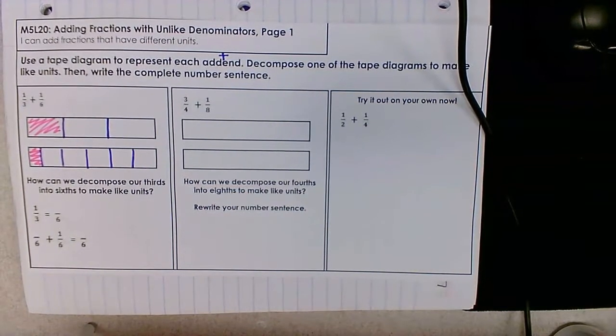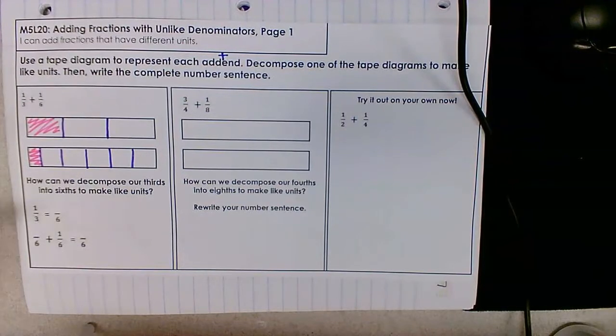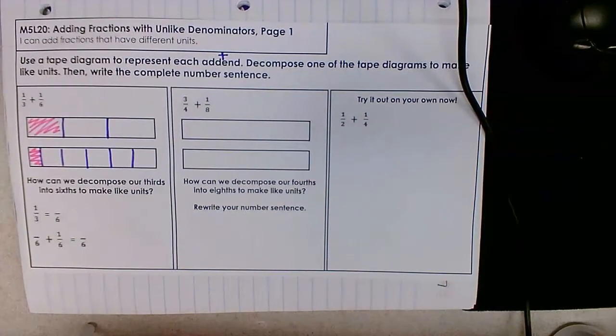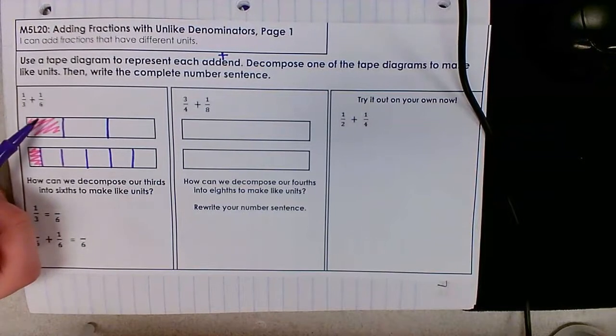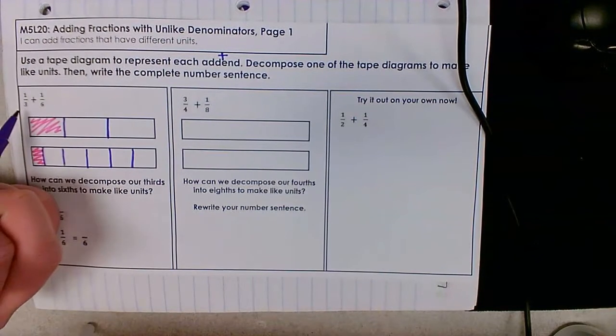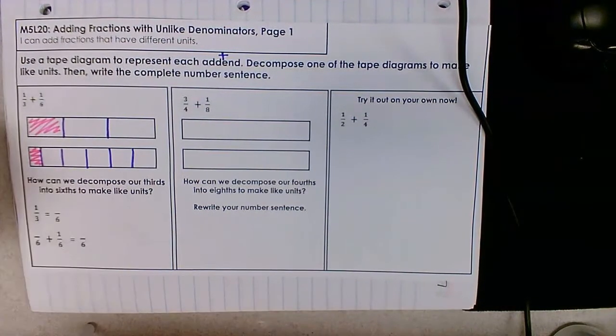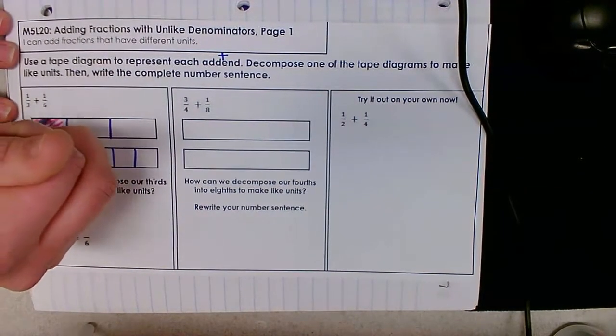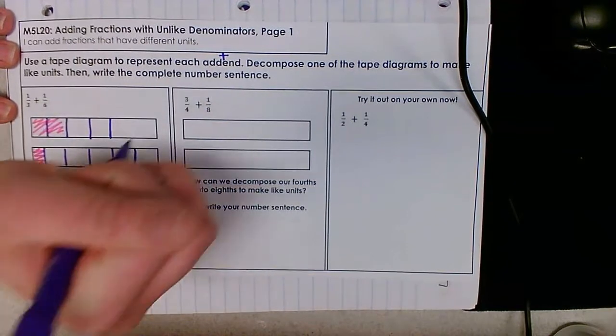How can we decompose our thirds into sixths to make like units? Since these are 2 different units, I can't add them together. I can only add and subtract fractions when the denominators are the same. So how can I change my thirds, my largest unit, and decompose them into sixths? What's the missing factor that gets us from 3 to 6? 3 times 2 equals 6. So that means for every third that I have, I'm going to double up those thirds to make sixths.